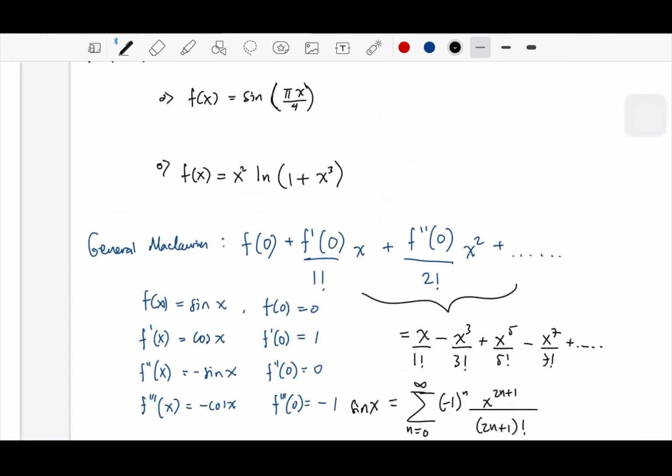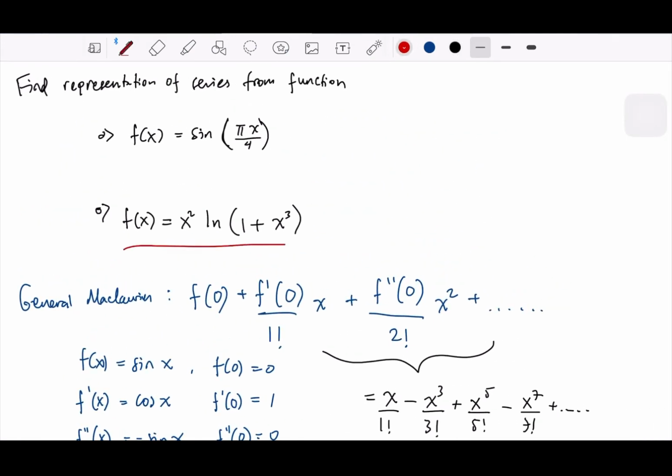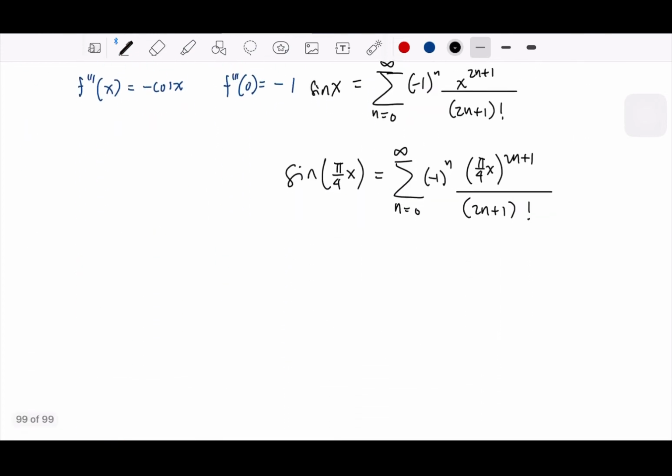Now the next question is the second one here. The f of x is x squared ln of 1 plus x cubed. Now first we can start from the ln of 1 plus x.